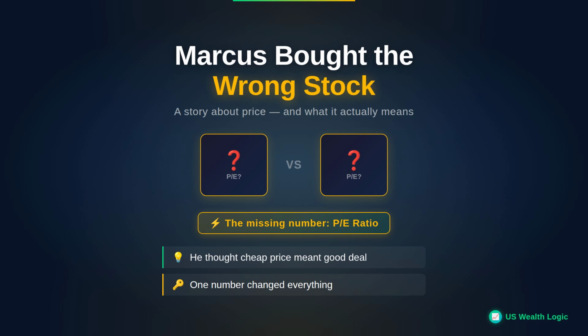The single number he was missing? The PE ratio. Today, we're going to break down exactly what that means and how understanding it can help you invest smarter starting today.